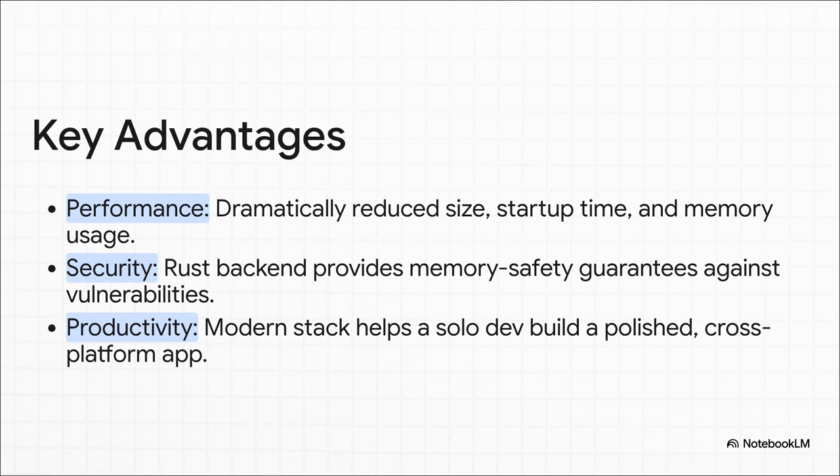And this decision to use Tauri with a Rust backend brought some massive advantages. Performance is the obvious one, for sure. But security is just as crucial. Using Rust gives you memory safety guarantees right out of the box, which protects you from whole categories of common bugs and vulnerabilities. And then there's productivity. Think about it. A modern stack with React and Vite meant that a single developer could build a really polished cross-platform app that goes head-to-head with a big venture-backed company. I mean, how empowering is that?